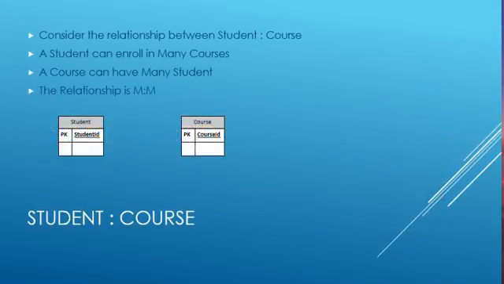Consider the relationship between the entity student and course. A student can enroll in more than one course, and a course can have many students in it. This is the traditional many-to-many relationship.